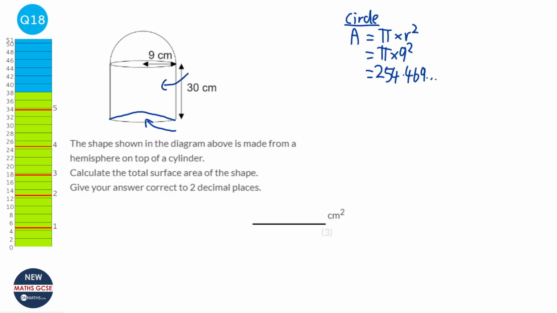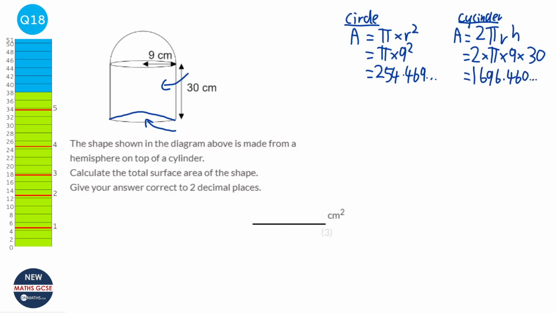Next bit is the curved bit of the cylinder, so we're going to do the cylinder next. And it's just the curved bit, and the formula for that is 2 pi r h. So 2 times pi times the radius, which is 9, times the height, which is 30. And that will give us 1696.460 blah blah blah.